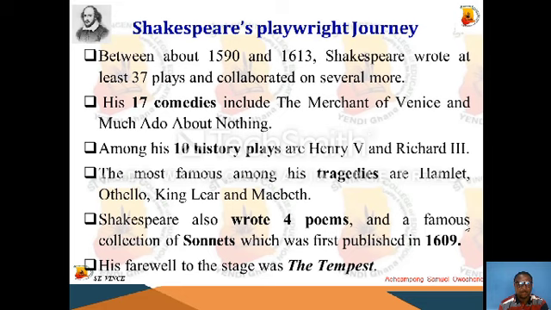And of course, he also wrote 4 poems, and he also has a collection of sonnets to his credit, and we are going to study some of the sonnets this particular semester. And all these were published around 1609.